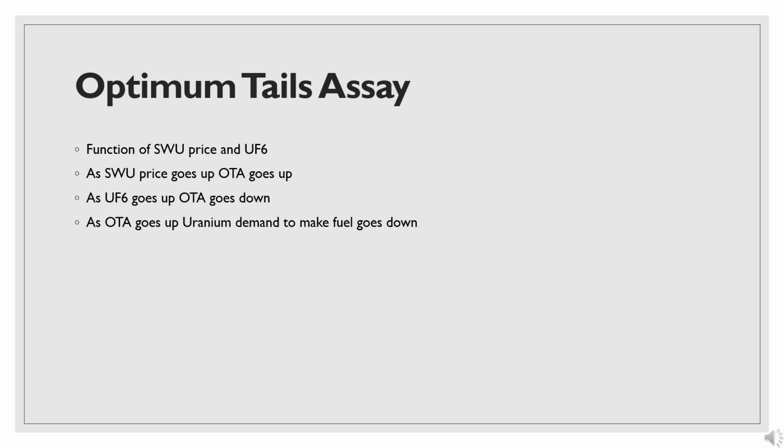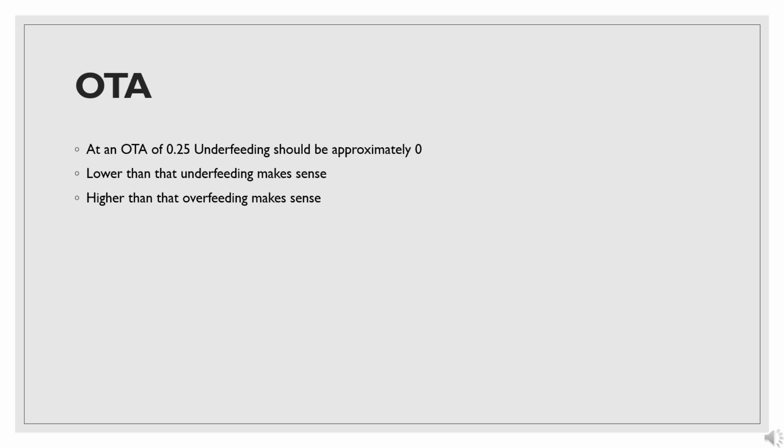I would suggest going to Urenco and playing around with their calculator, and it'll give you a better idea. But just to give you a basic idea, with an optimal tails assay of about 0.25, underfeeding should be approximately zero. If the OTA is lower than that, underfeeding makes sense. If it's higher than that, overfeeding makes sense. Overfeeding is the reverse of underfeeding, which I'm betting you've heard of, so I'm not going to go too much into that.